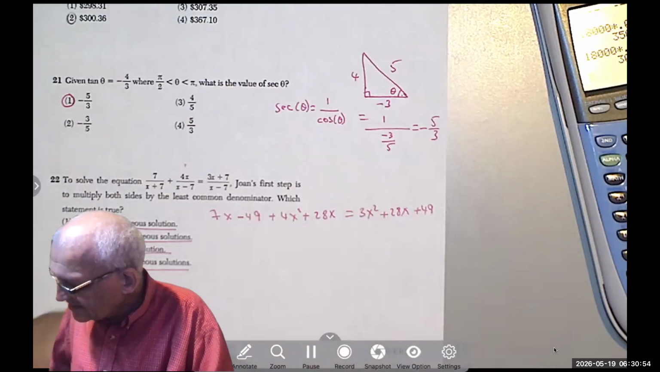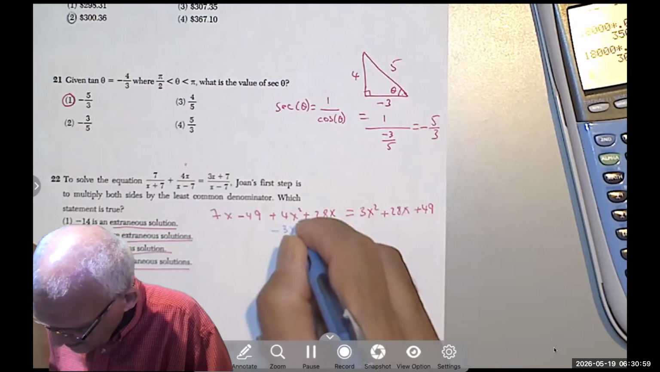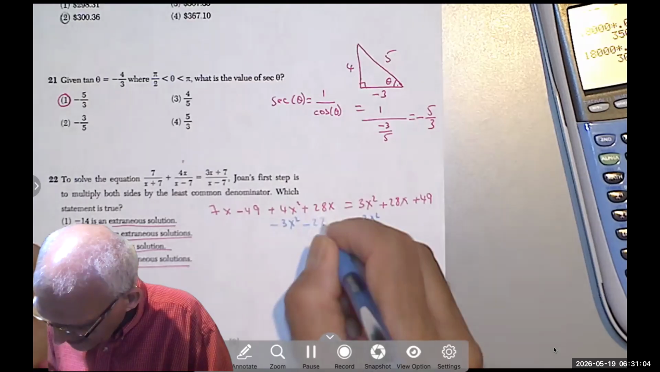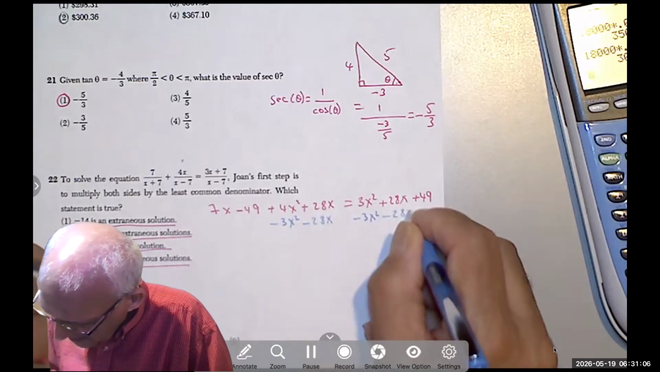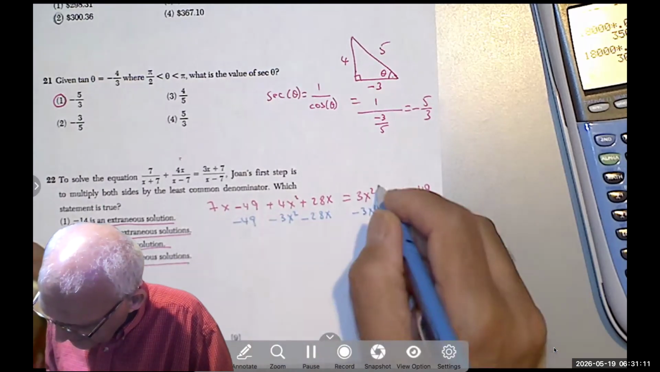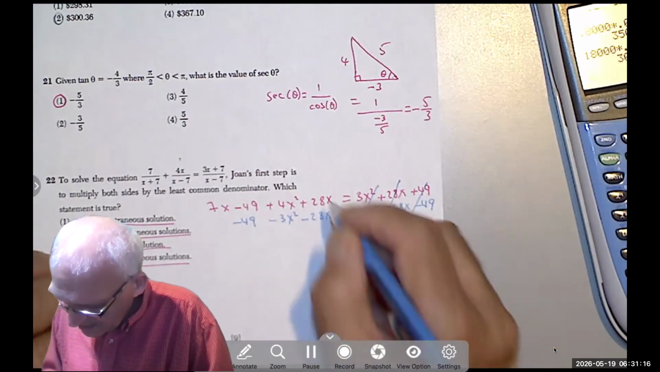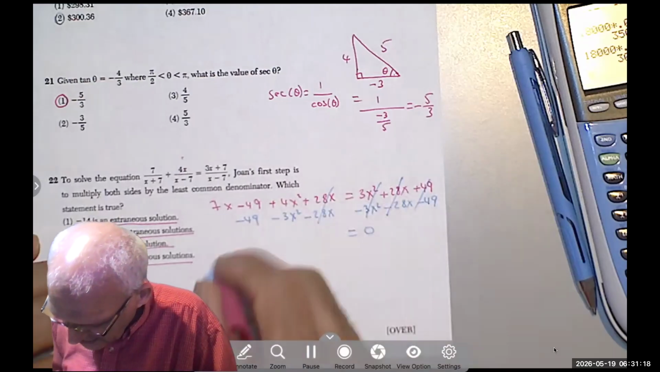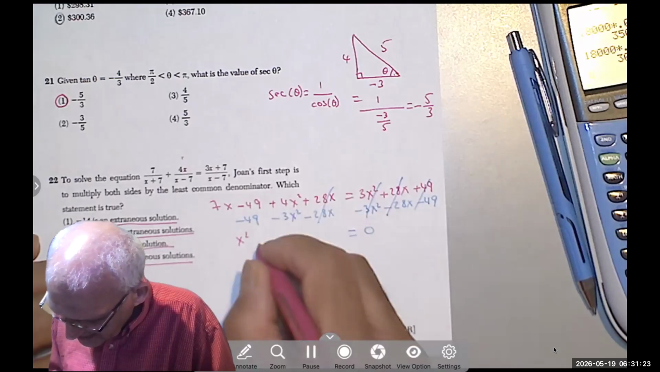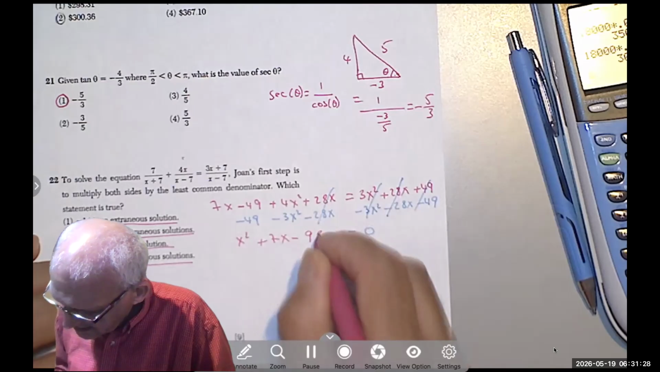Okay, I have 4x squared, so I'm going to subtract 3x squared from both sides. I have to subtract 28x from both sides, and I have to subtract 49 from both sides. So the left-hand side becomes 0, just in one step instead of doing it one by one. These cancel. 4 minus 3 is 1, so I get x squared plus 7x minus 98.